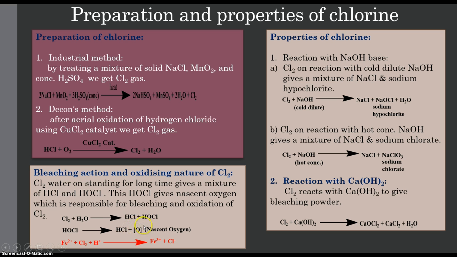that's why the nascent oxygen produced from chlorine water is capable of oxidizing iron 2 plus, or any compound. Here I have shown the oxidation reaction of iron 2 plus with chlorine water, where the nascent oxygen of chlorine water will oxidize iron 2 plus to iron 3 plus, and chlorine itself will be reduced to Cl minus.